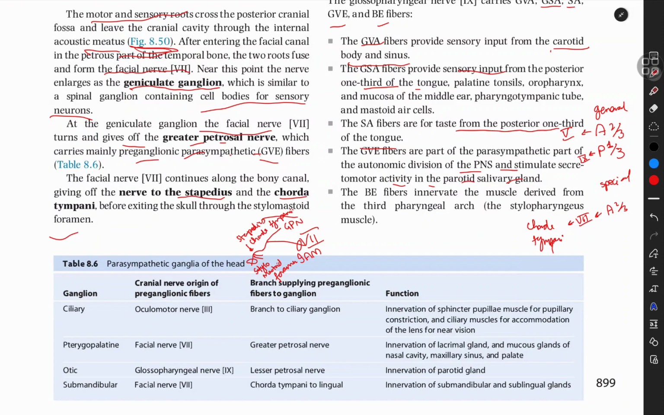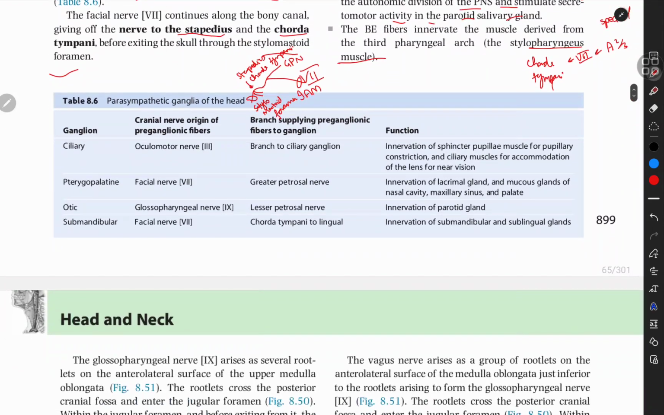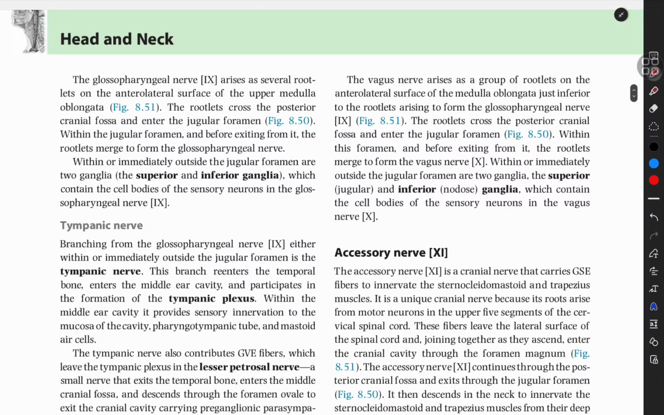Branchial efferent fibers innervate the muscles derived from the third pharyngeal arch. Stylopharyngeus muscle. Pterygopalatine, facial nerve. Greater petrosal nerve. Otic ganglion, submandibular ganglion.